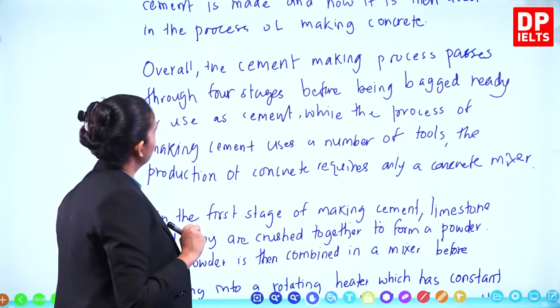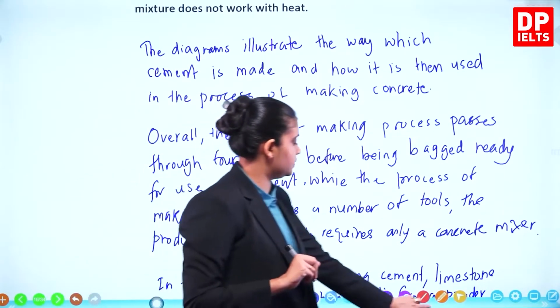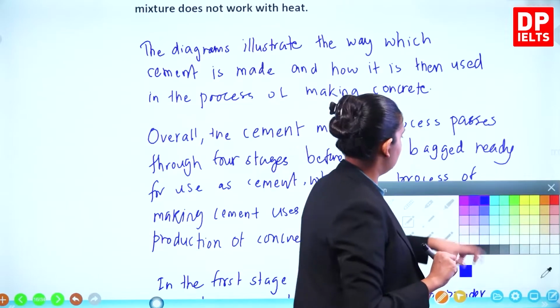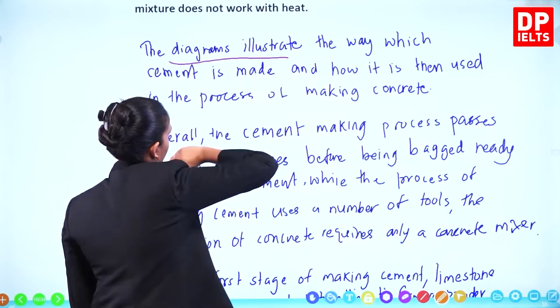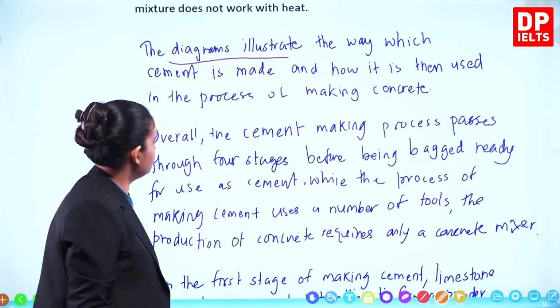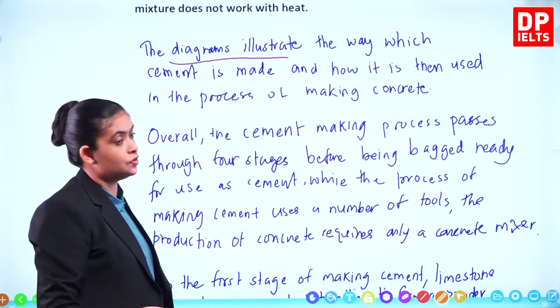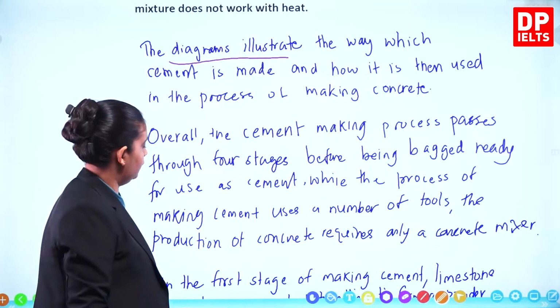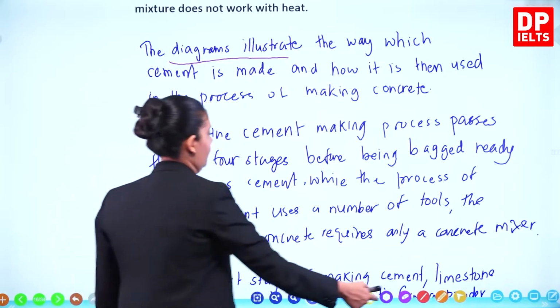All right, so having a look at the answer. Now first we have the intro, okay? Because they're diagrams, just use a different color, we say the diagrams illustrate, okay? And we talk about what the diagrams actually illustrate. One, how cement is made, and then what it is used for concrete, okay? Then we talk about the overall.